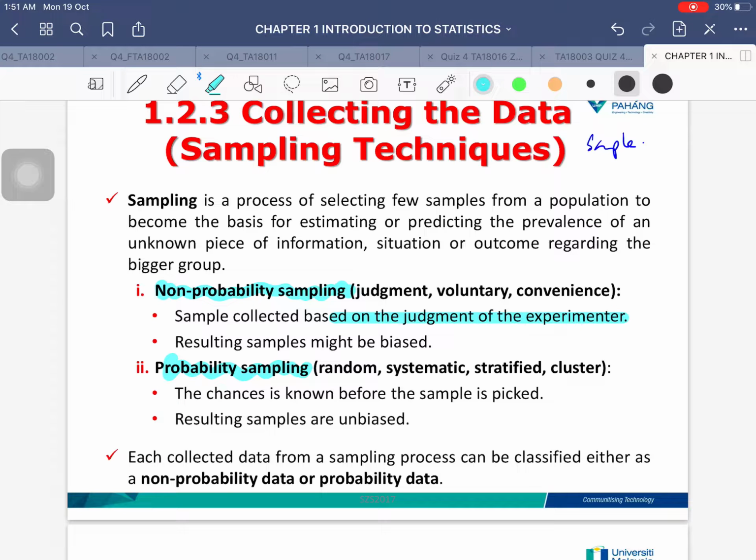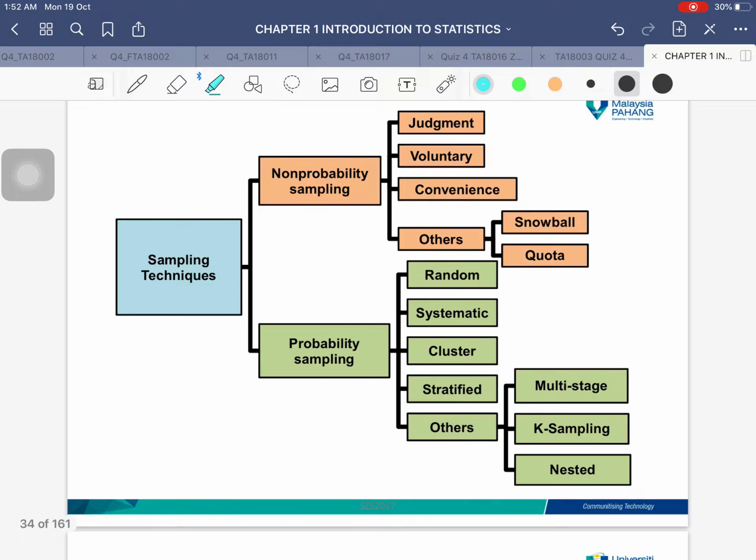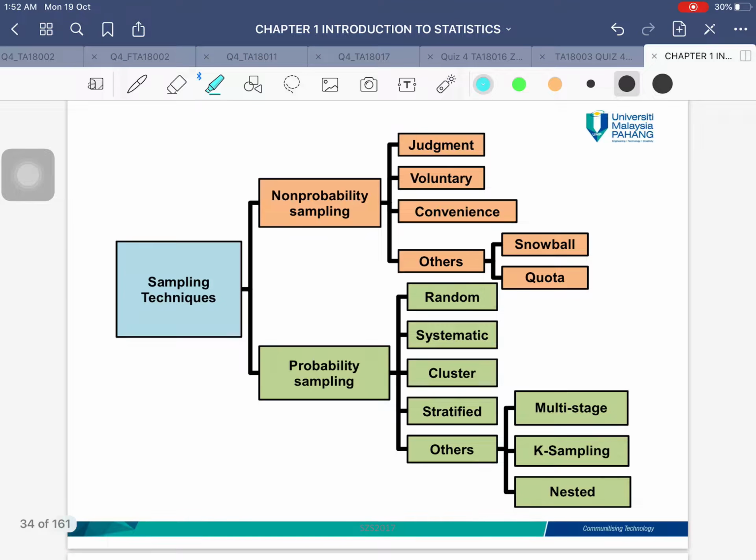Probability sampling, on the other hand, involves probability at the beginning of the experiment. I know right away that the probability of this person being picked is 1 over 100, or the probability of that person being picked is 1 over 5, and so on. That's the difference between non-probability sampling and probability sampling. So let's have a look at them now. These are examples of non-probability sampling, and these are examples of probability sampling.